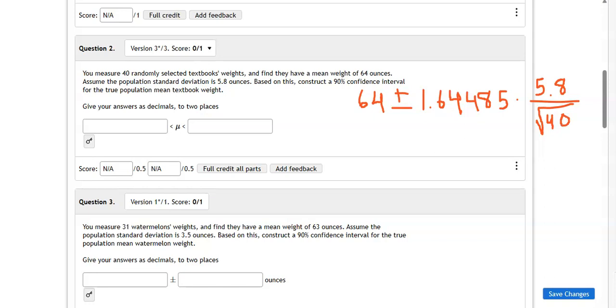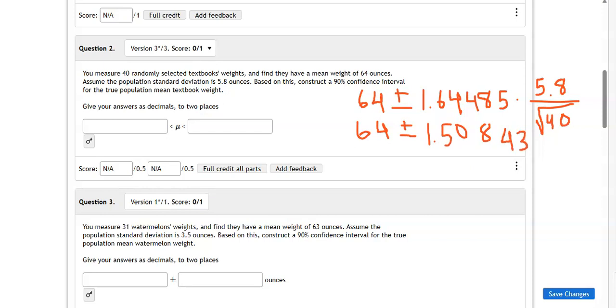All right, now I'm going to go ahead and put everything that's after the plus minus in my calculator. So 1.64485 times 5.8 divided by the square root of 40. And I get 1.50843. So I have 64 plus and minus 1.50843.